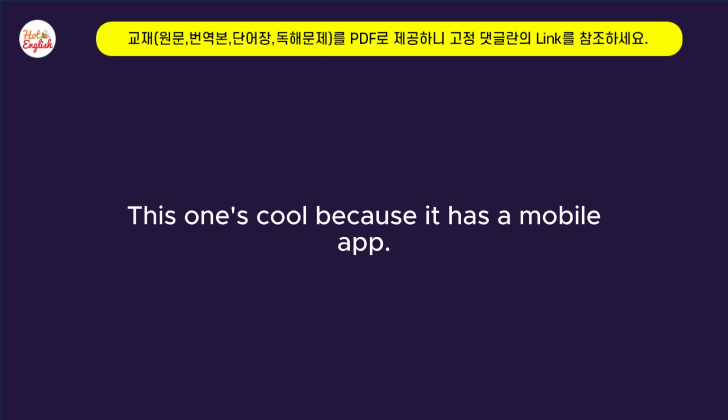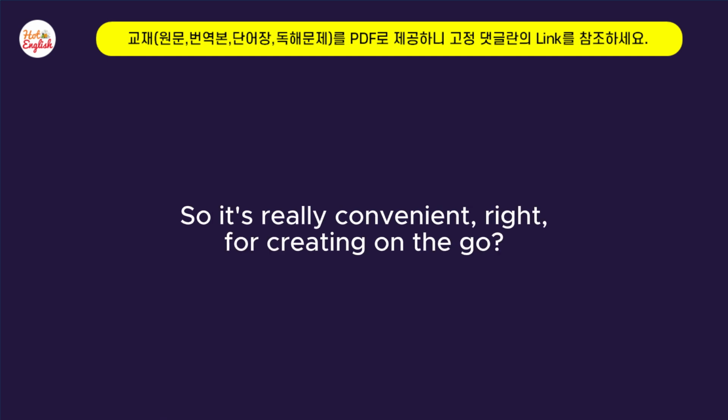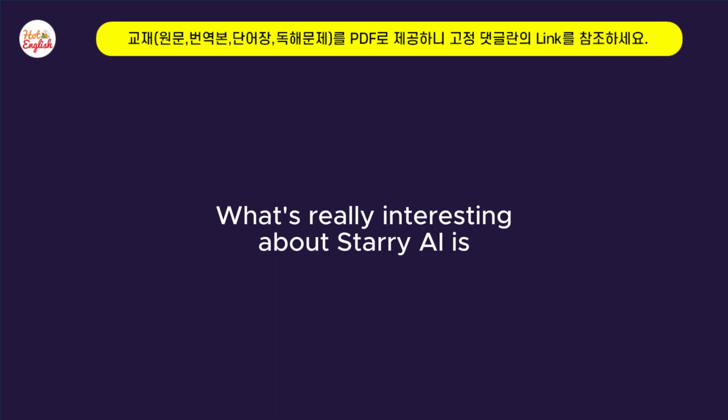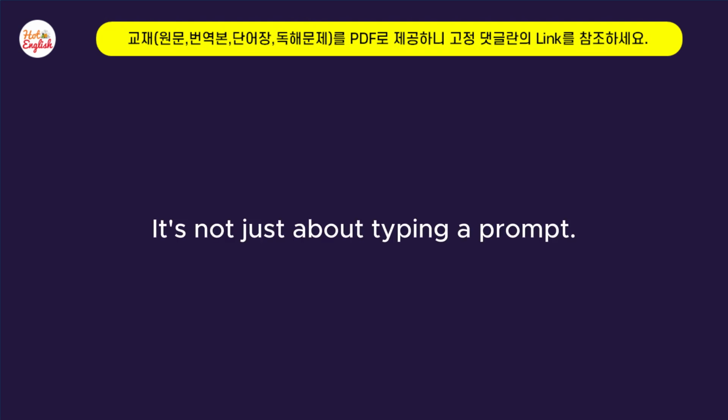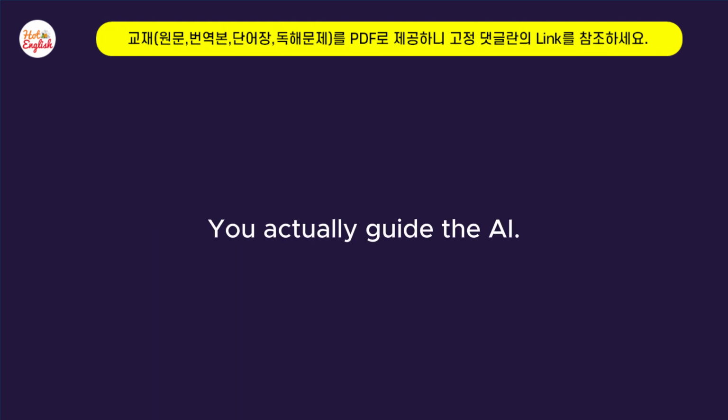Okay, next is Starry AI. This one's cool because it has a mobile app. So it's really convenient, right, for creating on the go. Yeah, the mobile app is a big plus. What's really interesting about Starry AI is the control it gives you over the process. It's not just about typing a prompt. You actually guide the AI.